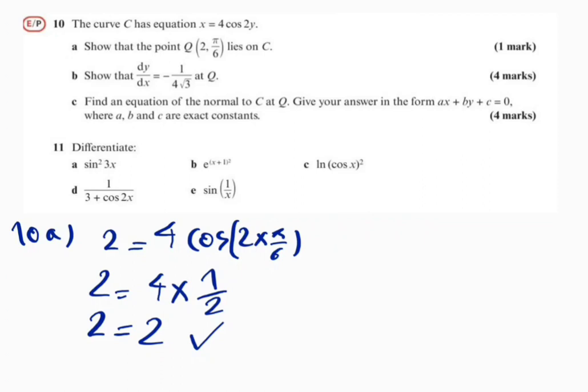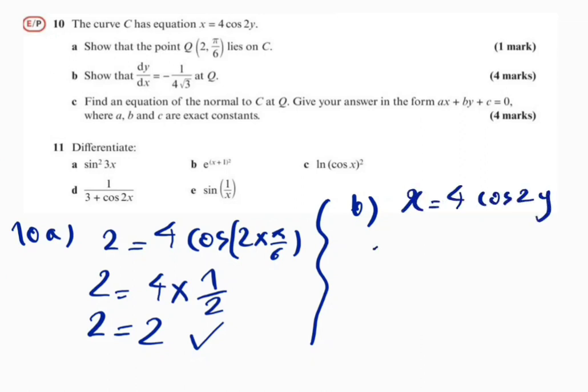Show that dy by dx is equal to minus 1 over 4 root 3 at Q. So for part B, first of all, we just need to differentiate this equation. Again, this is implicit differentiation. So x differentiates to 1. This is the gradient for cos 2y.